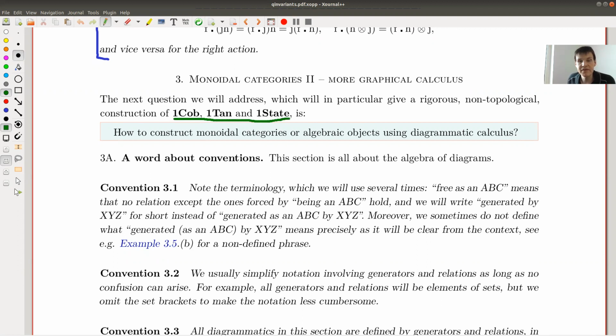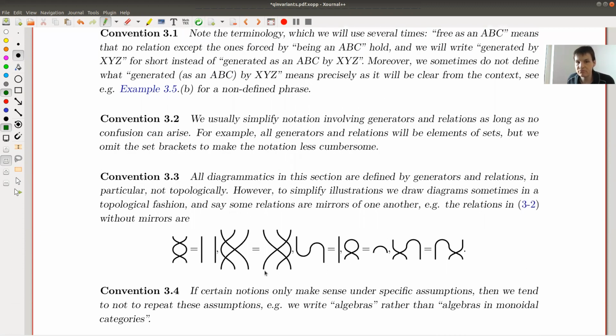So basically, how can we define those categories rigorously? Without topology, of course, because I'm not claiming they are topological objects, I'm claiming they are objects of diagrammatic algebra. So that's basically what I'm trying to explain today. And we will see those pictures. This is basically a Brouwer calculus thing. And I will define everything by generators and relations, and not topologically. That's the point, right? I just like to simplify illustrations sometimes.